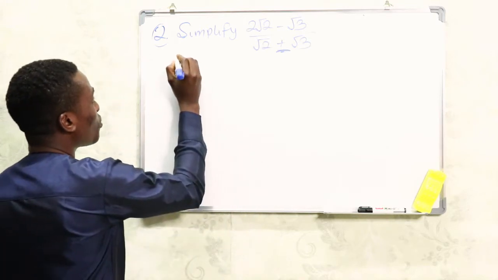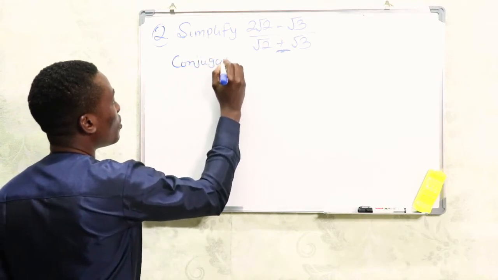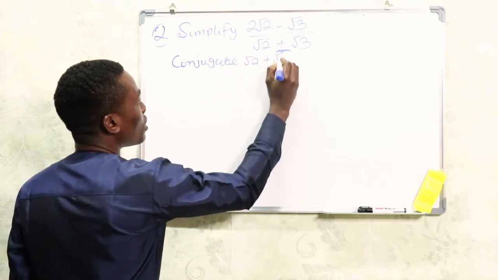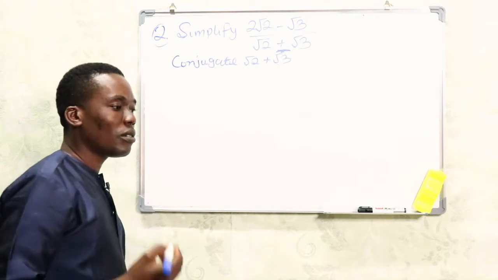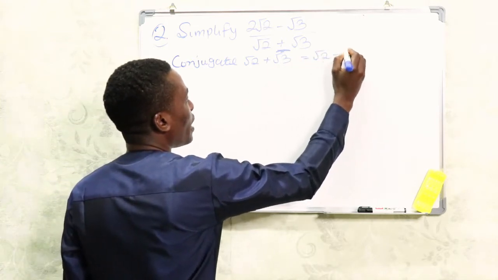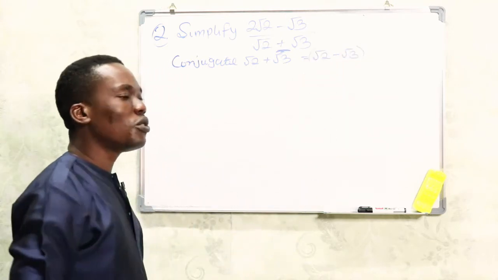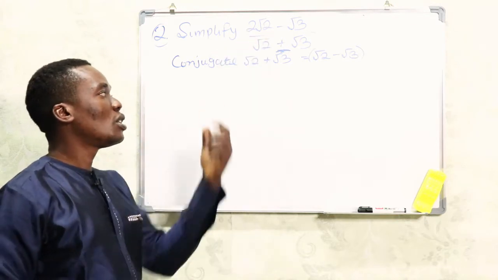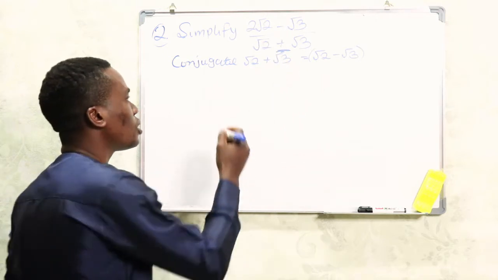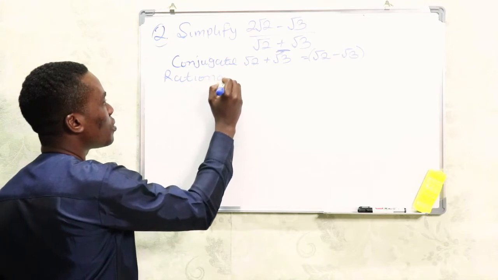Now we have to look for the conjugate of the surd, root 2 plus root 3. I gave you some terms, I gave you some conjugates. And the conjugate of this will be root 2 minus root 3. That's the conjugate of that surd. So to rationalize this surd, we need to multiply the numerator and the denominator by the conjugate. So what we are going to do now is the rationalization of the surd.